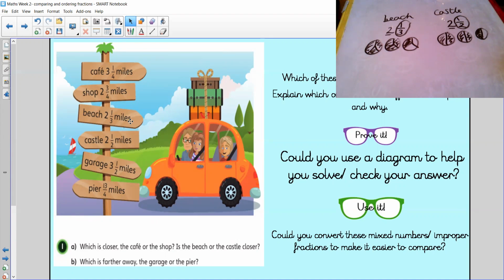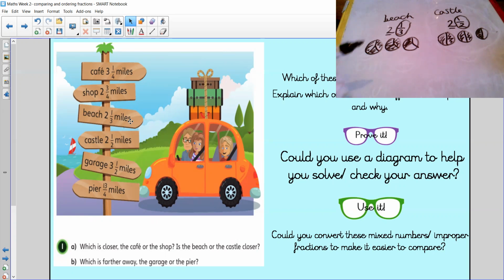So using my representation, I can see here that this one is further away. Oh, it's asking me which is closer. I did not read that question properly, or the last question properly, Miss Sison. I'm always saying to read the question properly, aren't I? So sorry, question A was that the shop was closer because that had the smaller number, the smaller mixed number.